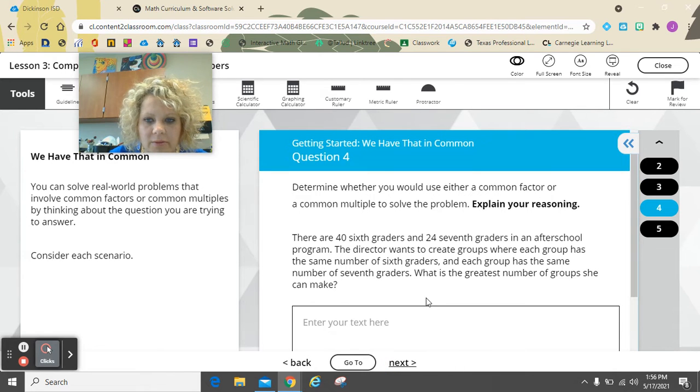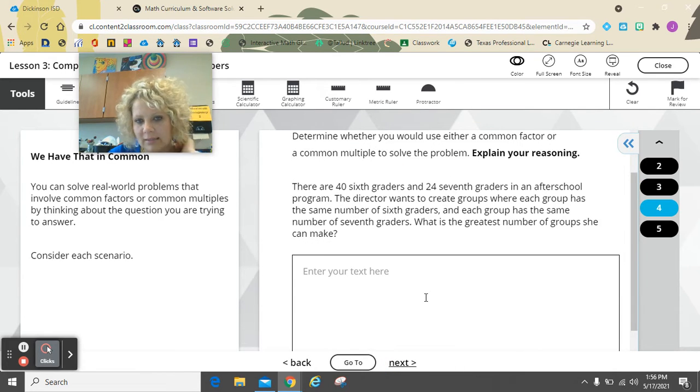So what I would like you to do for your lesson is go ahead and pause right now. It says there are 46 6th graders and 24 7th graders in an after-school program. The director wants to create groups where each group has the same number of 6th graders and each group has the same number of 7th graders. What is the greatest number of groups that she can make? I want you to pause right now, and type in if you would be using a common factor or a common multiple, and then why. So go ahead and pause right now.